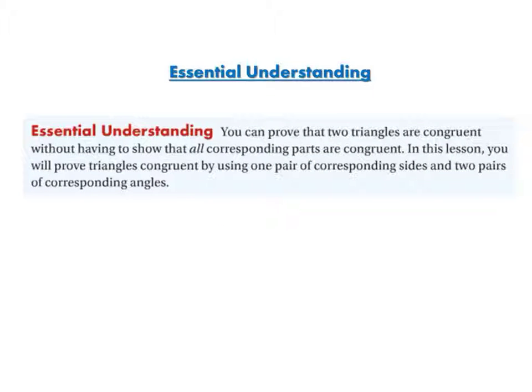What you should understand by the end of the lesson is that you can prove that two triangles are congruent without having to show that all corresponding parts are congruent. In this lesson, you will prove triangles are congruent by using one pair of corresponding sides and two pairs of corresponding angles. In the last lesson, you used just the opposite. You used one pair of corresponding angles and two pairs of corresponding sides.